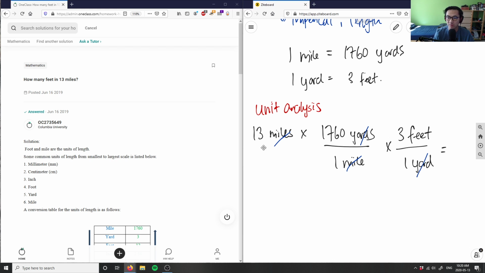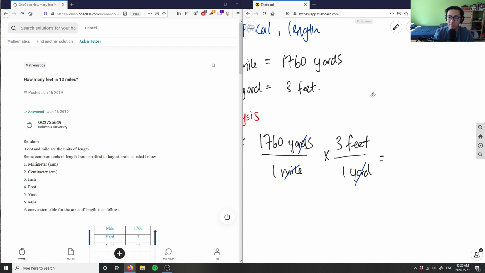So all we have here is 13 times 1,760 times 3. It's divided by 1, so it doesn't really do anything in terms of math. It doesn't really give us anything when we divide by 1. We just get the same number, right? So in total, 13 times 1,760 times 3 gives me 68,640 feet here, and this is my answer for this problem.